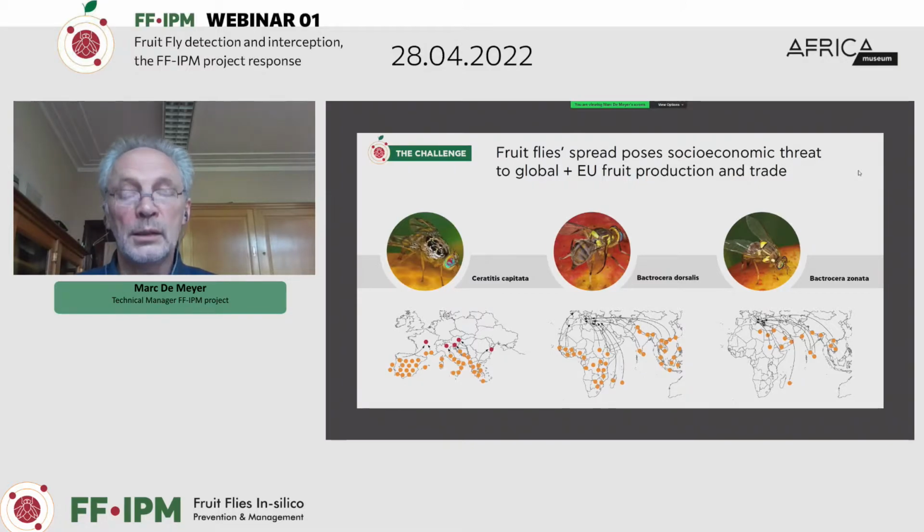And we have Bactrocera zonata, the peach fruit fly, which is also of Asian origin, but was introduced into Egypt and the northern part of Africa in the 1980s, and then has been slowly spreading throughout parts of northern Africa. It also has been introduced into some of the islands in the Indian Ocean. So we have this dual aspect of flies that are already here but spreading further, and flies that are not established in Europe but that pose a risk. For this, the fruit fly IPM project chose these three target species, Ceratitis capitata, Bactrocera dorsalis, and Bactrocera zonata, as the focus species to develop their project.